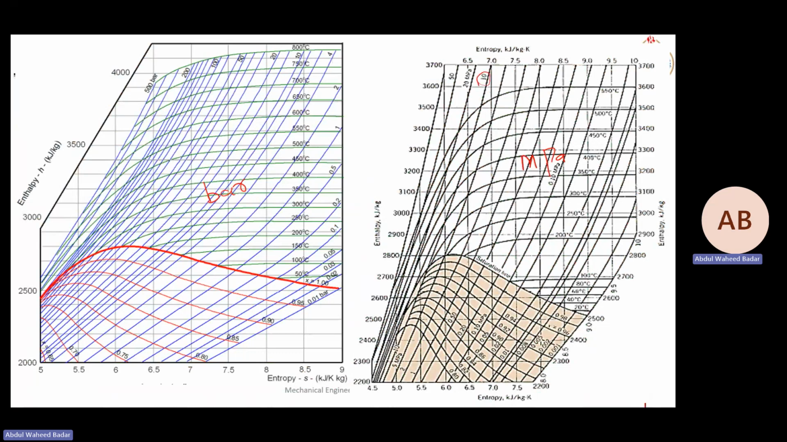So here is 10 megapascal. Here is 0.1 megapascal. Here is 2 megapascal. 2 is written here, and this is 5. Between them, 2.5 is somewhere here. 3 megapascal. Then 350, here is 350. So where is that? 350, and this is 3 megapascal.